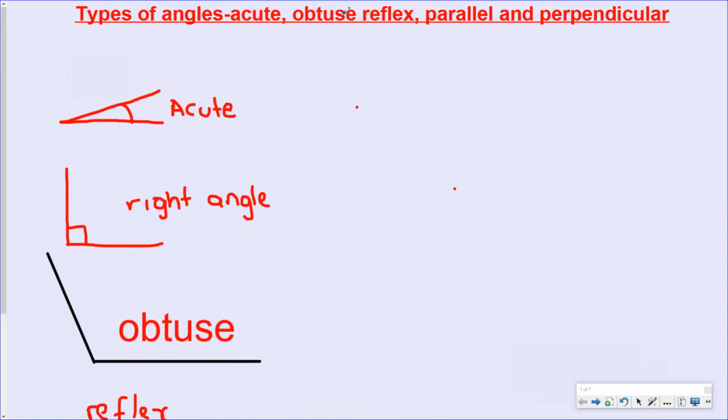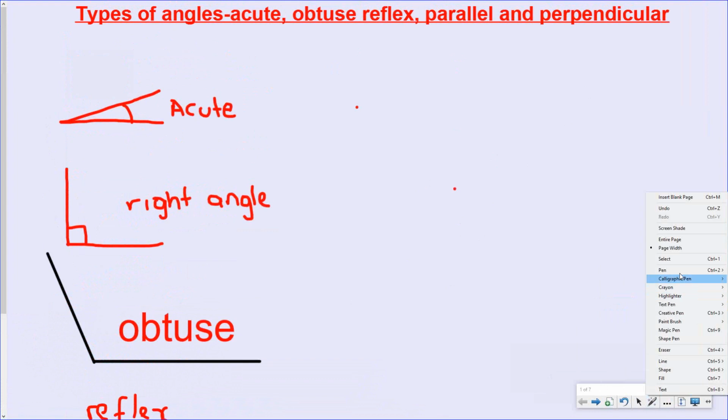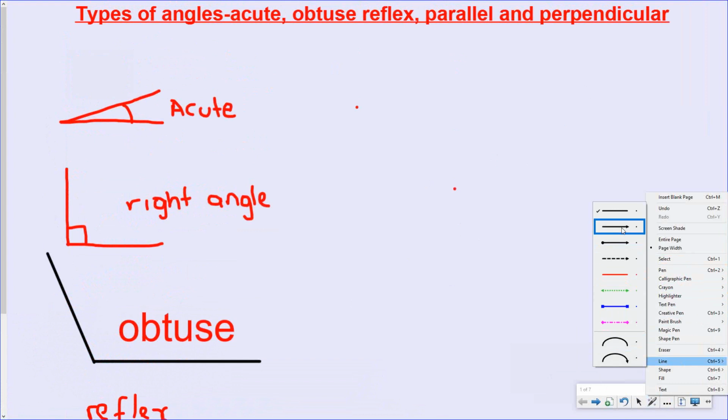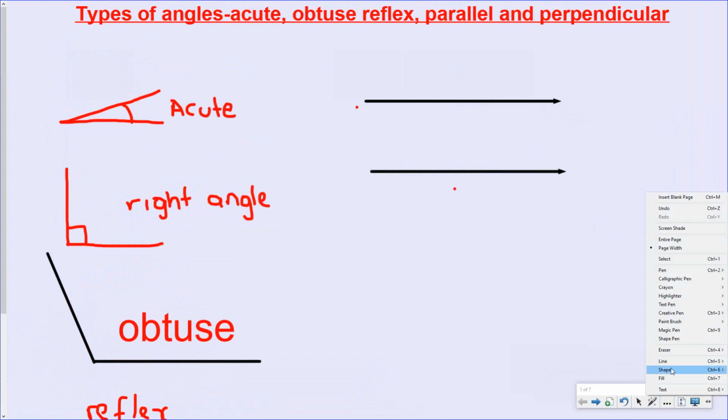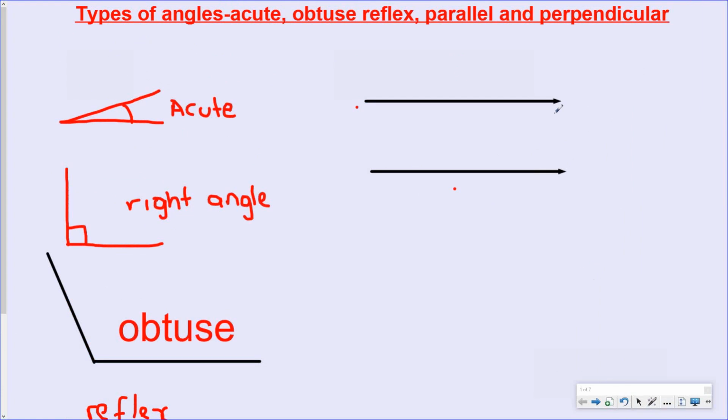So we've talked about acute, obtuse, reflex. Now the next thing we're going to talk about is the angles in parallel lines. So if we've got a line like this, then another line like that, how can we tell if two lines are parallel? Do you know? If you go on with it, it will never meet. Okay, so they'll never meet. It's almost like a train line where they never meet.